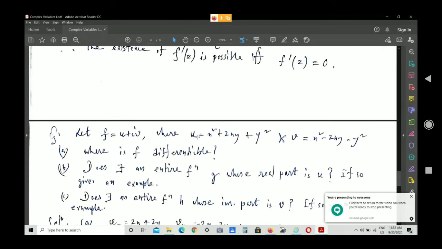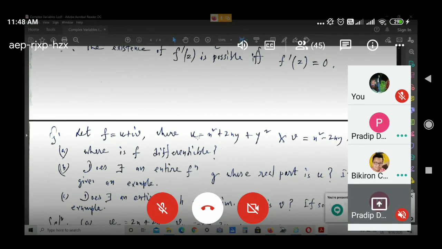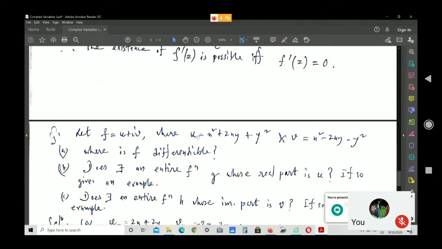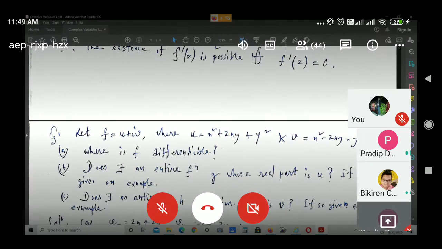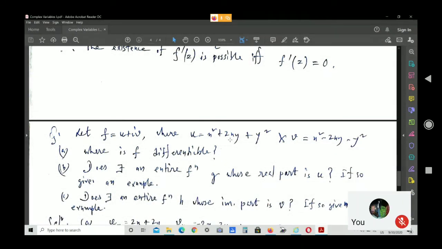Vikiran, tell me the expression for Ux. 2x plus 2y. Ux will be, Ux means partial derivative of this with respect to x.